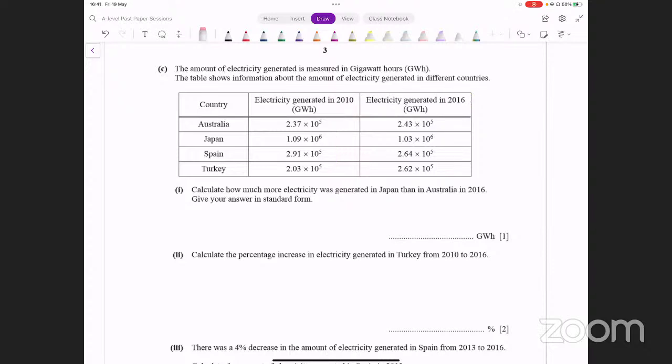Now, what do we need to figure out? It says calculate how much more electricity was generated in Japan than in Australia in 2016. Give your answer in standard form. Okay, so we're talking about Japan and Australia. So that's this number here and this number here. 2016 की बात हो रही है. जापान में कितनी ज्यादा जनरेट हुई थी इलेक्ट्रिसिटी? तो जापान वाले नंबर में से आपने ऑस्ट्रेलिया वाला नंबर माइनस कर देना है, ठीक है.